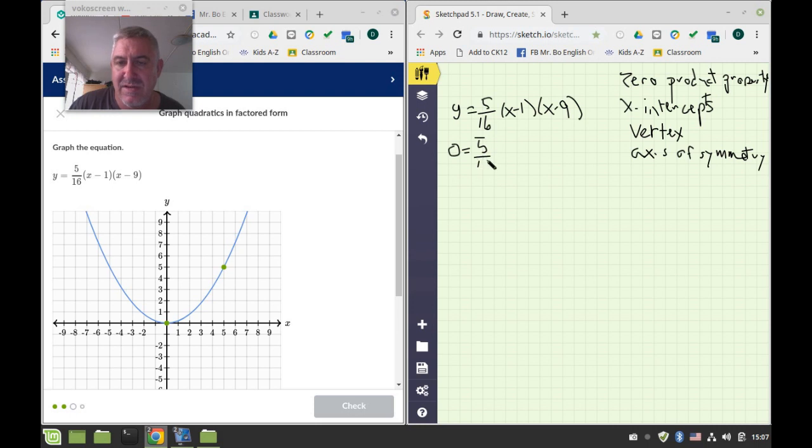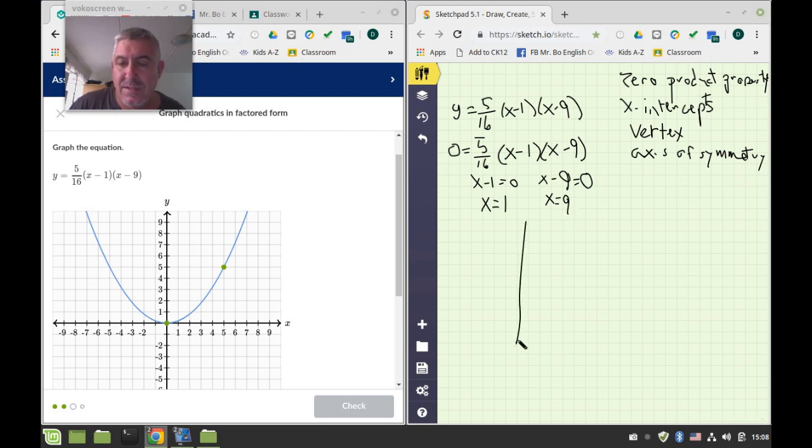So that's going to be 5/16 times x minus 1 times x minus 9 equals 0. And we have three things that can happen here. This can be 0, and it's not 0. This one can be 0, or this one can be 0. So any of them can be 0, but 5/16 is definitely not 0. So we have to find out where x minus 1 is equal to 0, or where x minus 9 is equal to 0. Talking and writing at the same time is more difficult than you think it is. So x is either equal to 1 or x is equal to 9.